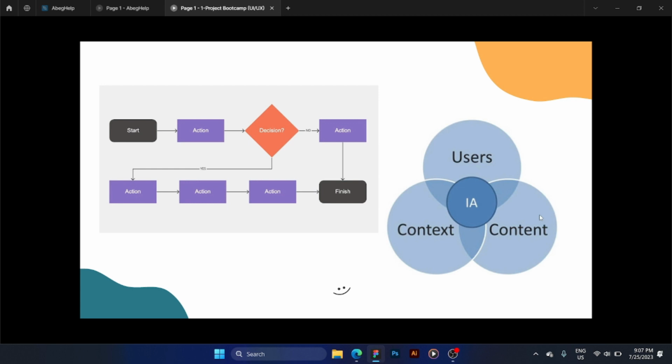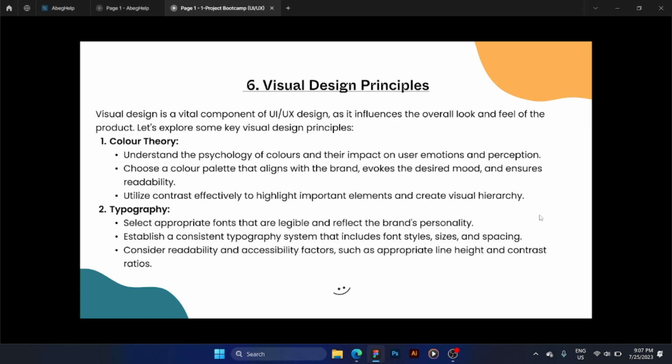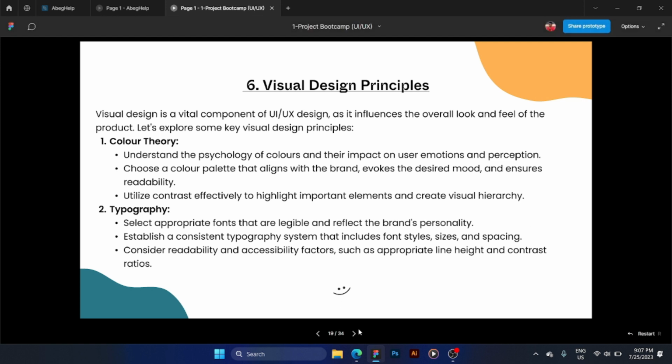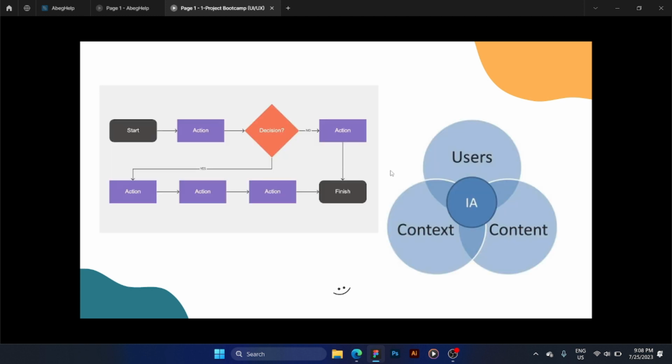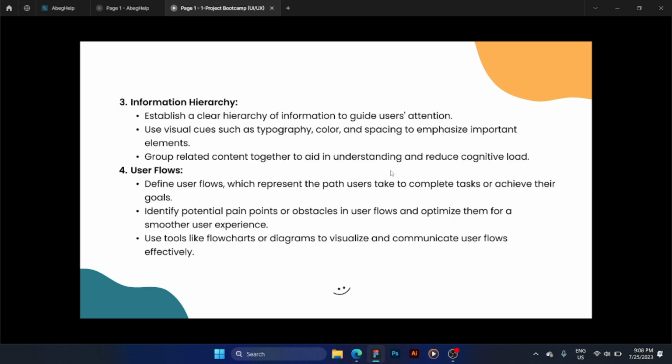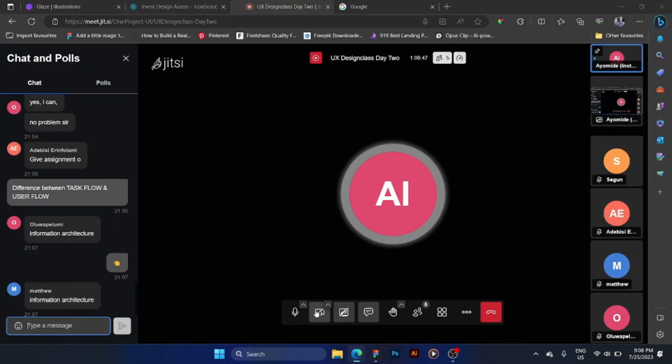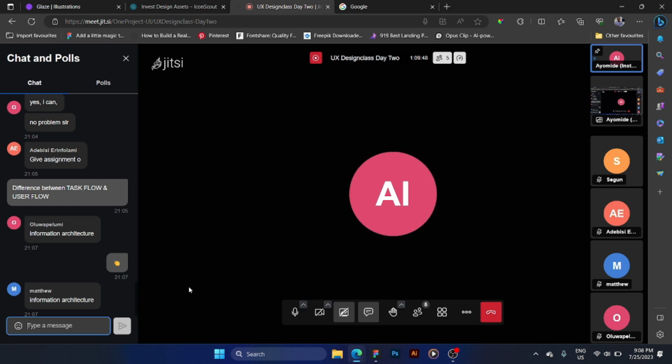So we've come to the end of today's class. Tomorrow we'll be looking at visual design principles, and then we'll keep moving little by little until we're done, and then we can move straight to practicals and learn how to create and solve problems. Remember, we are designing to solve problems.